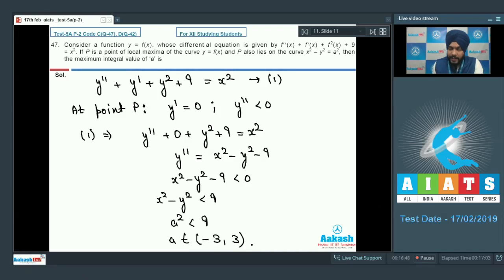Okay, because the integers minus 3 and 3 have open brackets over there. So 2 is the answer. Let us move on to 48.